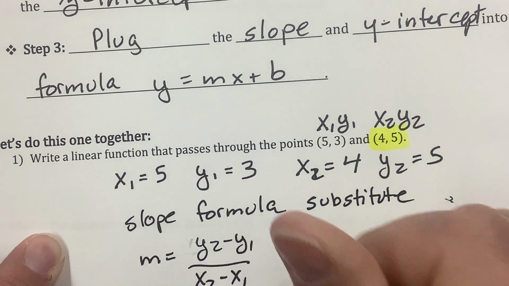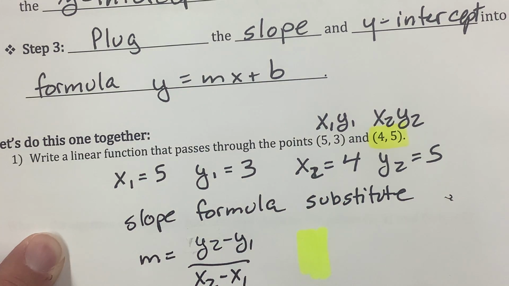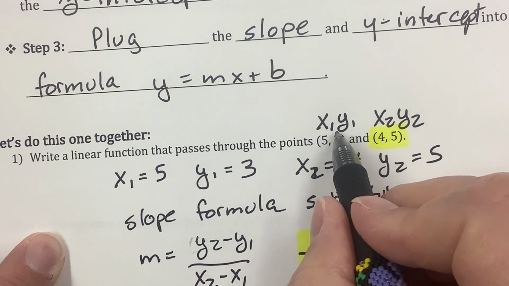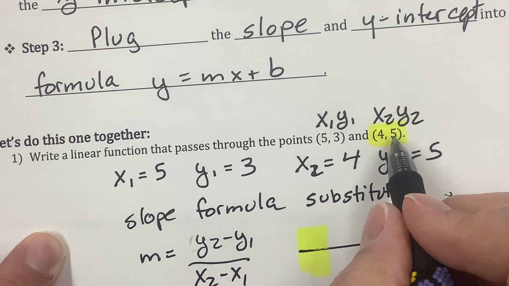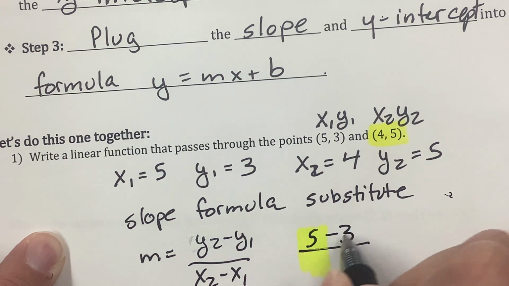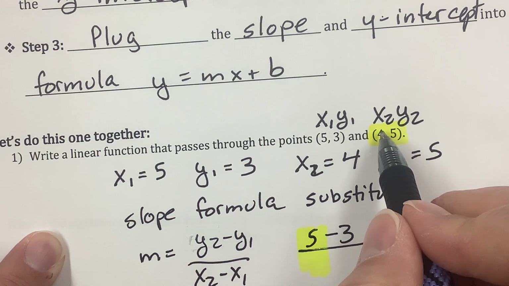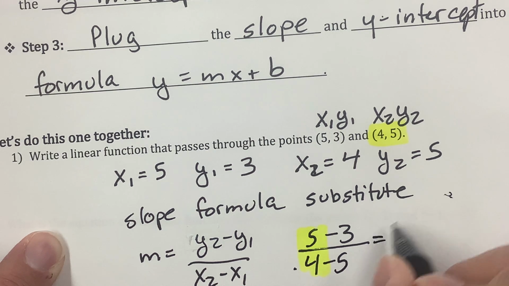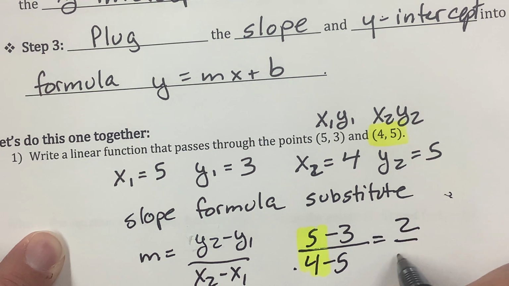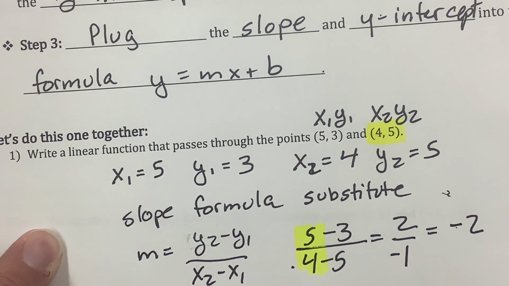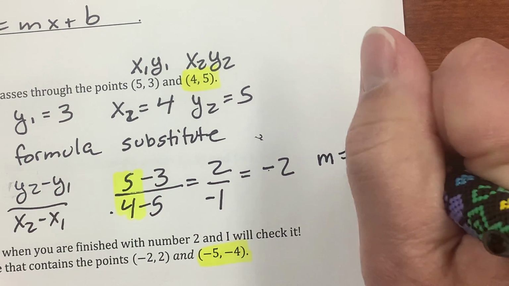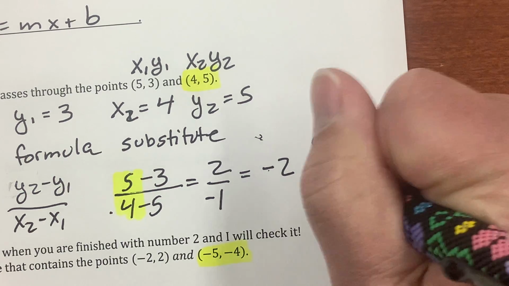Remember, I'm going to highlight it to get the difference. So y2 minus y1, 5 minus 3, over x2 minus x1, 4 minus 5. Okay, 5 minus 3 is 2, 4 minus 5 is negative 1. 2 divided by negative 1 is negative 2. Okay, so now I know my slope. m equals -2. Puffy cloud of happiness.